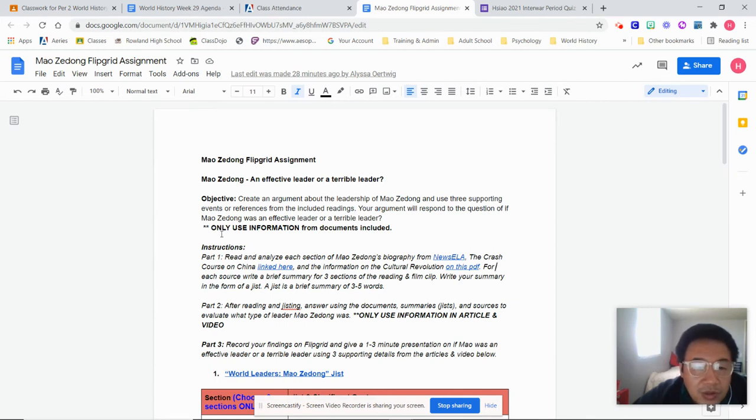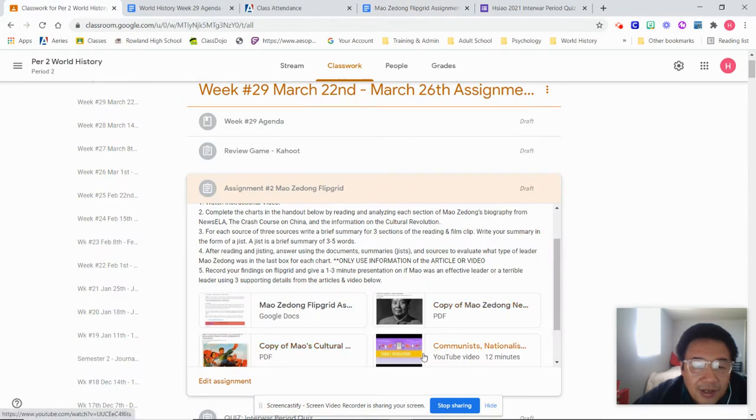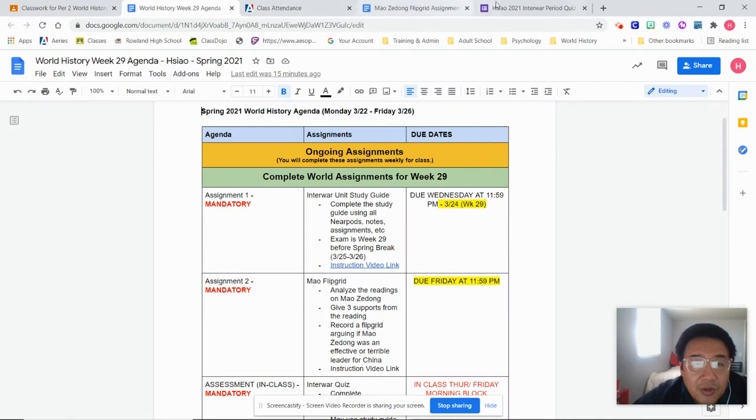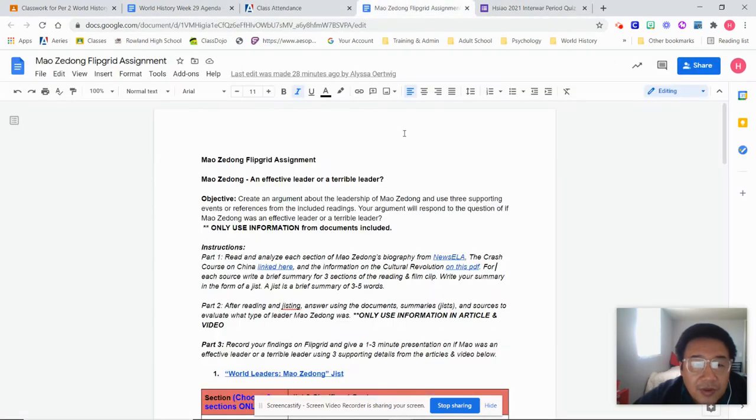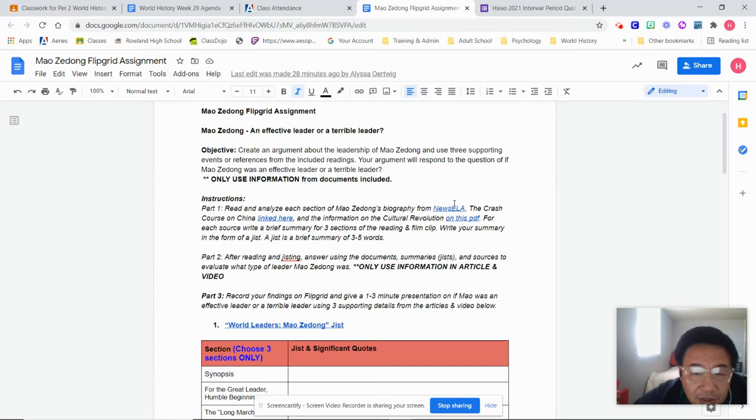Only use the information given in these three articles that are linked here, and also linked in your Google Classroom. If you're not sure where to find that, there are two different places for it. You should be able to find it either here in the introduction or here in the Google Classroom. All right, you're going to read through these documents, so I'm going to pull up one of them. Let me do the first one.